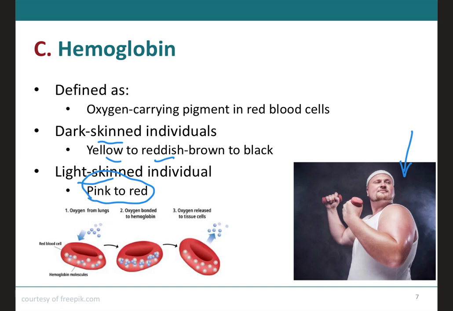Here we have an image of a light-skinned individual that did a lot of exercise, therefore they need more oxygen circulating in their body, and therefore you can see how the skin is starting to become reddish because of an increase in the amount of hemoglobin that's circulating in the body.